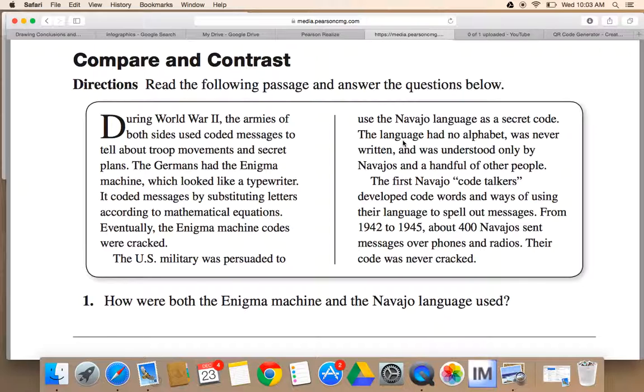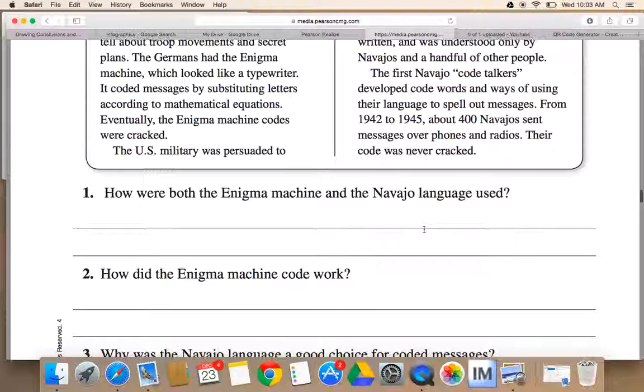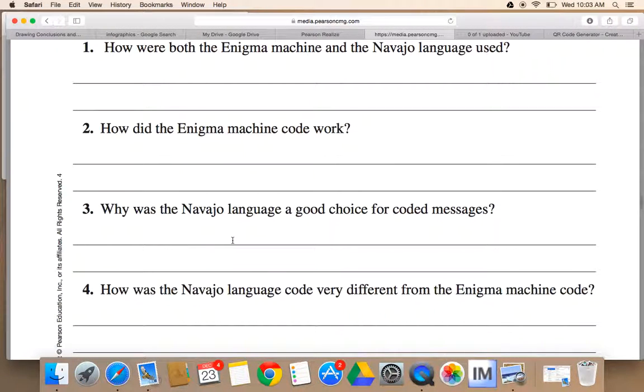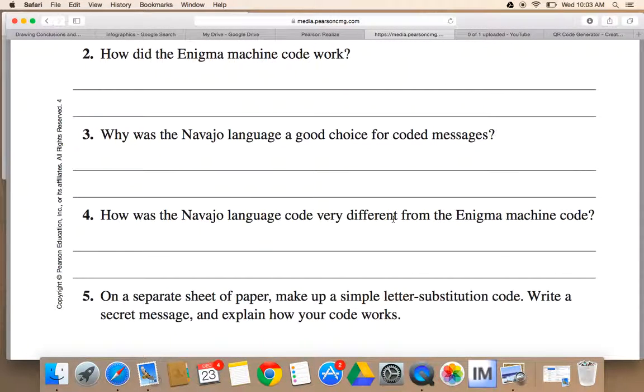So you're going to read the passage about the Germans using the Enigma machine for creating coded messages during World War II versus the Americans using the Navajo code for World War II to create messages. So I want to know how were both languages used? How did the Enigma machine code work? What was the Navajo language? Why was it a good choice for the coded messages? And how was the Navajo language code very different from the Enigma machine code? And then you can cross off number 5.